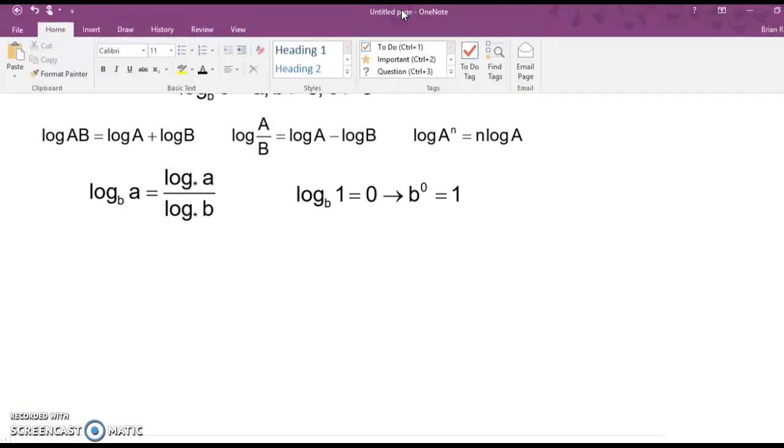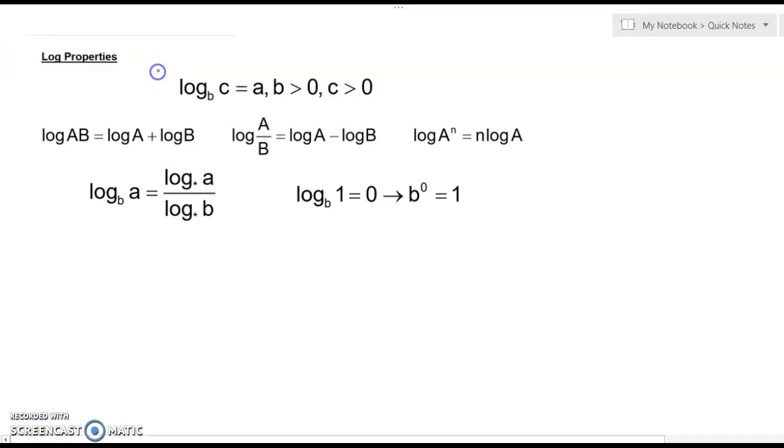Alright, so in our second video with log properties, we're going to go backwards now. In the last video we took an expanded version of logs and condensed it down. In this video we're going to do the exact opposite. We're going to take something that's already condensed and expand it out. You may think, why are we doing this? Really, it's just to enhance our knowledge of those properties.